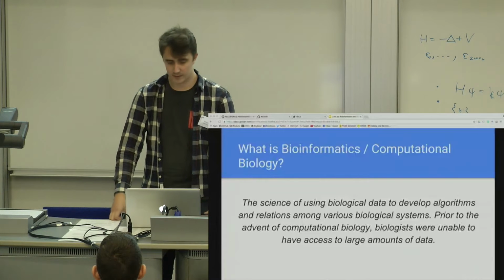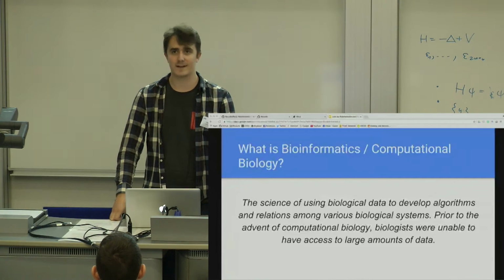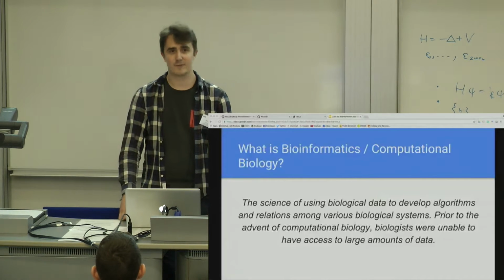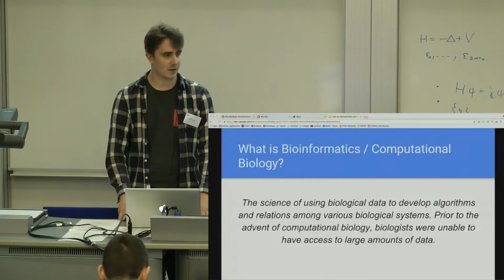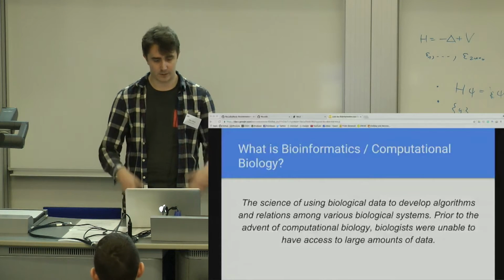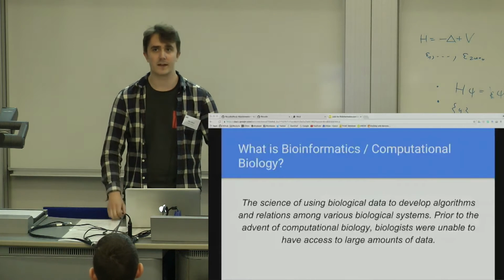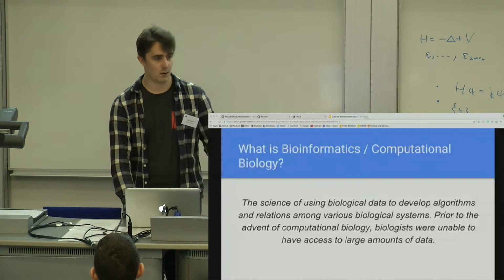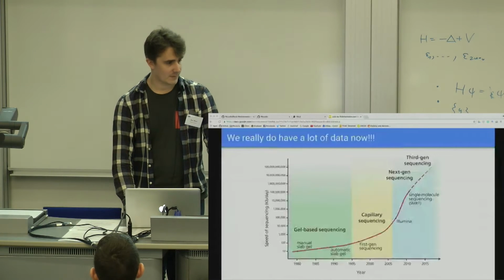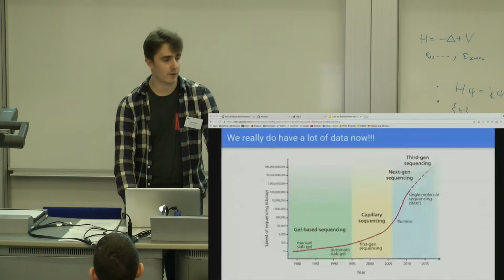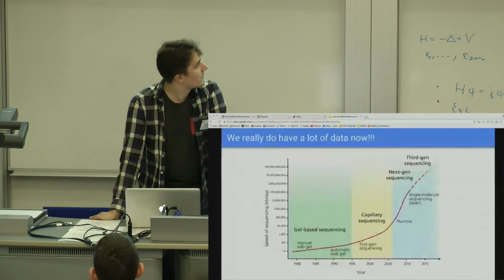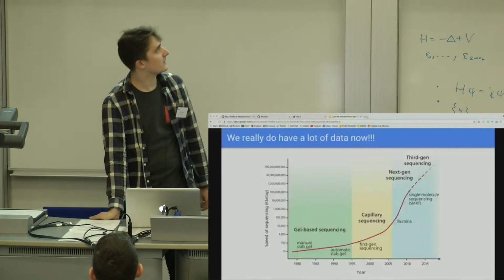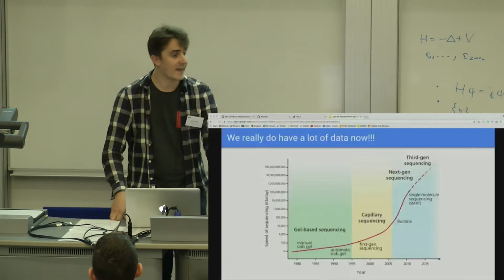Since the structure of the double helix and the discovery of DNA and the invention of machines that can read the DNA of organisms, the floodgates have really opened to a whole influx of data, and we can now process this data to understand biology in whole new ways. And we really do have a lot of data now, and it's only growing. This timeline shows the amount of data that is sequenced in terms of kilobytes per day.